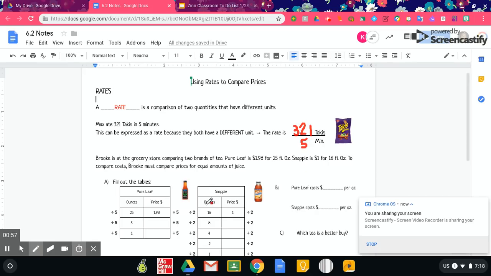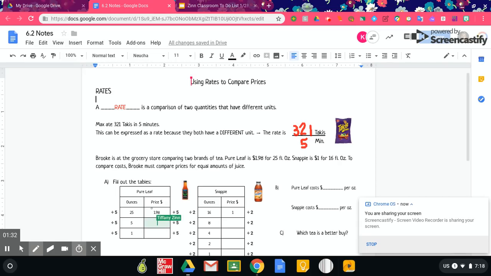On the bottom, we have Brooke at a grocery store comparing 2 brands of tea. You have Pure Leaf, which is $1.98 for 25 fluid ounces, and then you have Snapple, which is $1 for 16 fluid ounces. To compare the cost, Brooke must compare prices for equal amounts of juice. What that means is we know just by looking at the prices that the Pure Leaf is more expensive by 98 cents, but it's also more ounces. It's 25 ounces, whereas Snapple is only 16 ounces. So you have to take that into consideration because, yeah, it's more expensive, but you're also getting more of the juice or the tea.